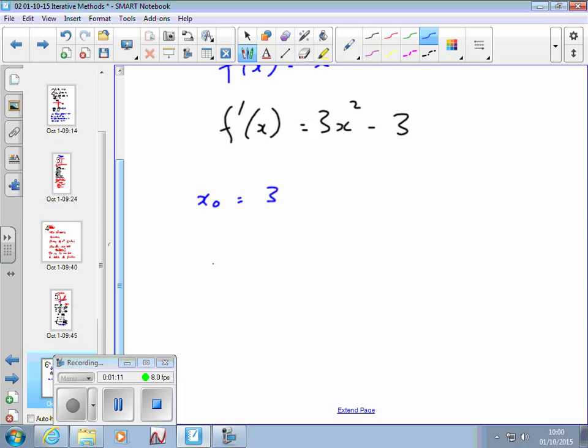So therefore x1 is going to equal x0 minus the value of the function at x0 over the value of the differential at x0. So for this case, x1 equals x0, which is 3, minus, and so on. So as a little aside, I have to work out now what the value of the function is at 3 and the value of the differential is at 3. Plug them in.